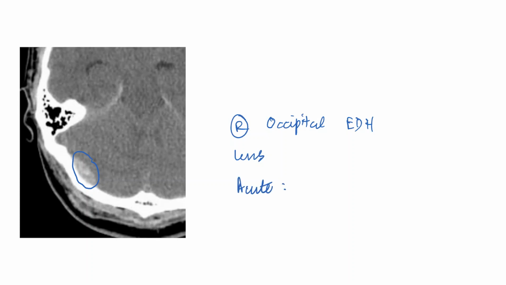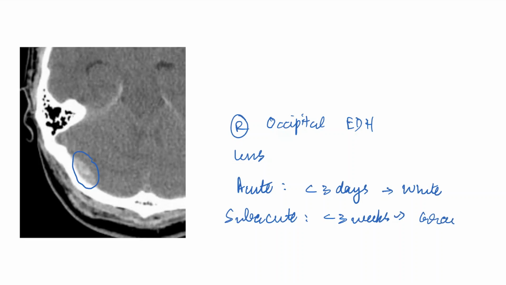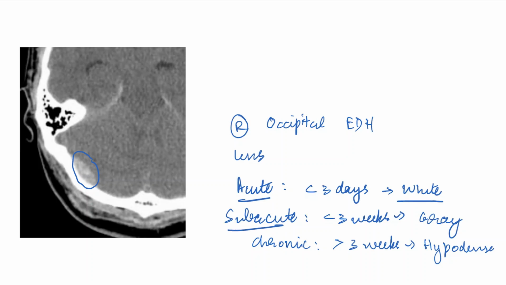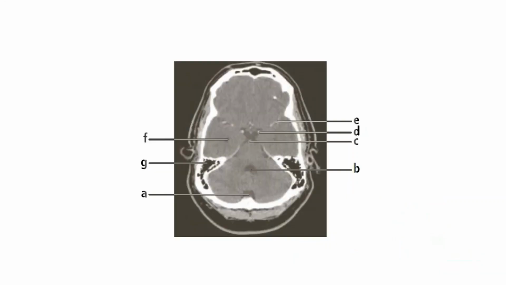In case of acute hemorrhage, that is less than 3 days, the color will be white. In case of subacute hemorrhage, that is between 3 days to less than 3 weeks, the color will be grey. And in case of chronic hemorrhage or chronic hematoma, that is greater than 3 weeks, it will be hypodense. Just to revise, acute hemorrhage will be white in color, subacute hemorrhage will be grey in color or isodense, and chronic hemorrhage will be hypodense.